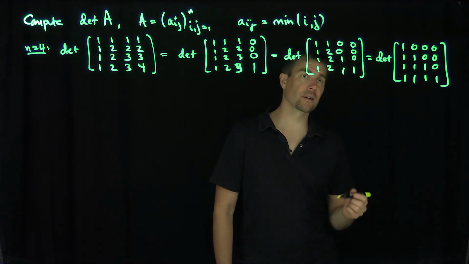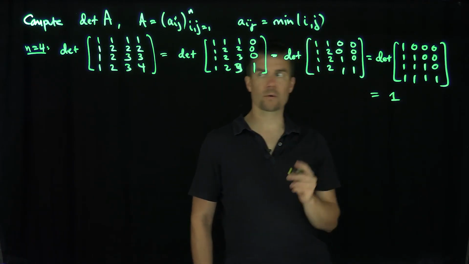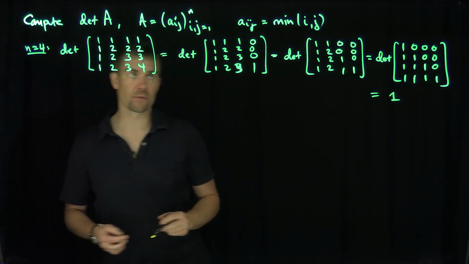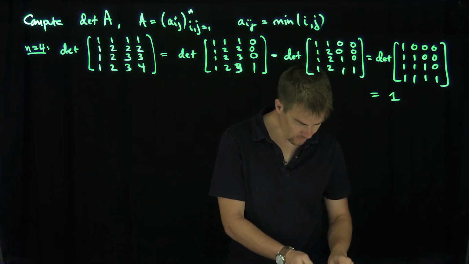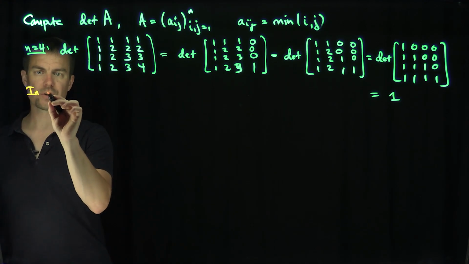Now I have a triangular matrix, so the determinant is just the product of the diagonal entries, which gives a determinant equal to 1. Now, how would I generalize this idea? For the n by n matrix, in general, what will happen? The answer will still be 1.